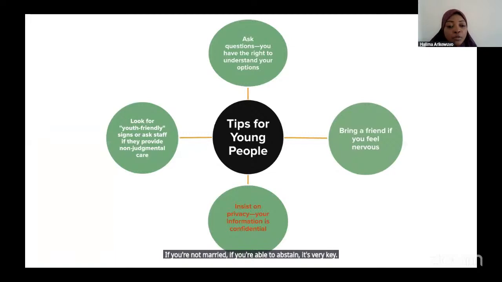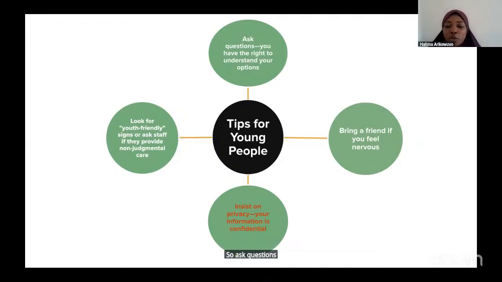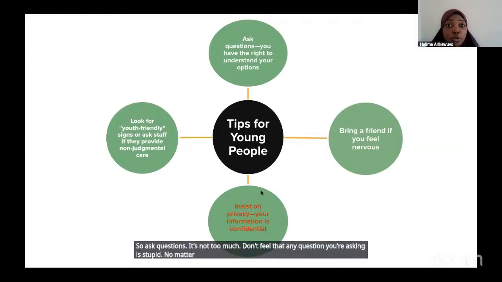Now, tips for young people. First of all, look for youth-friendly signs or ask the staff if they provide non-judgmental care. I know this is very important for a lot of young people out there. You don't want someone judging you, saying, oh, why are you doing this? So ask questions. Don't feel that any question you're asking is stupid. No matter the question, ask. These are areas that need education again and again and again.